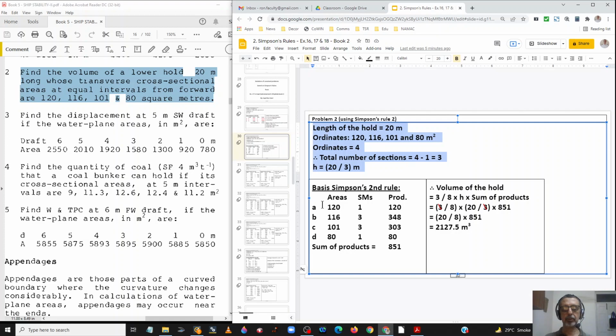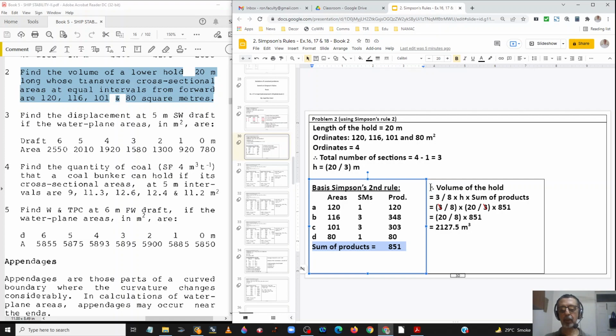So I'm going to use second rule to solve this problem. I've given the ordinates A, B, C and D. Their areas are mentioned over here. The Simpson's multipliers that I'm going to use are 1, 3, 3 and 1. And when we multiply the areas with the Simpson's multipliers, we get the products. Thus we have the 4 products and the sum of all these four products is equal to 851.